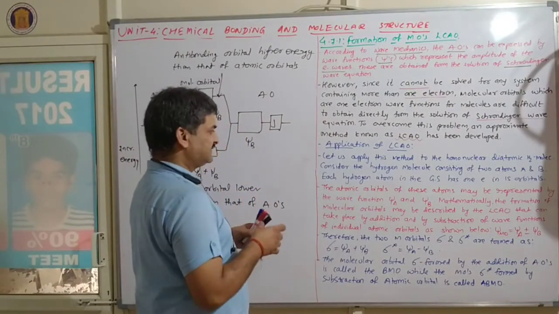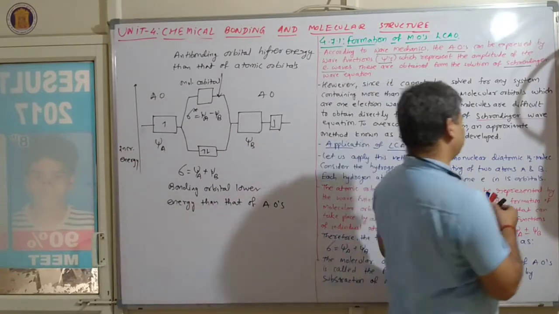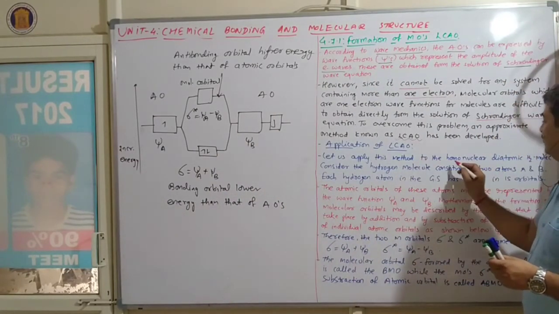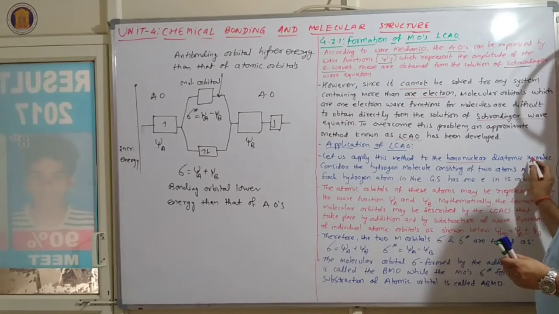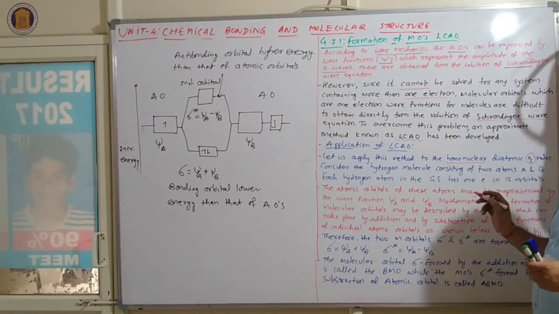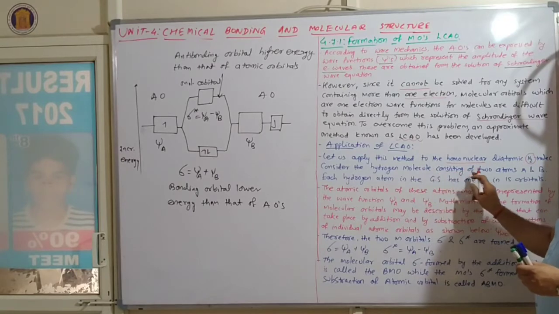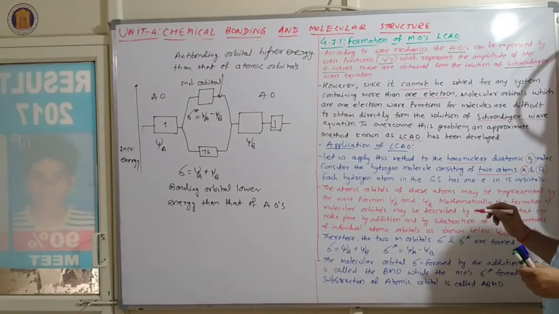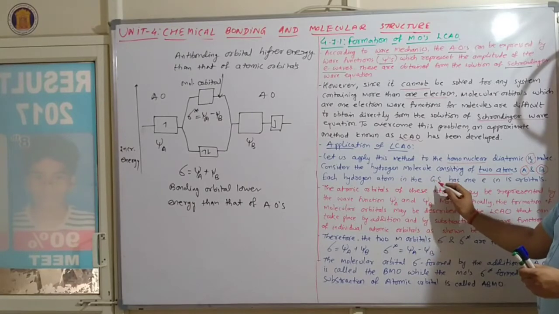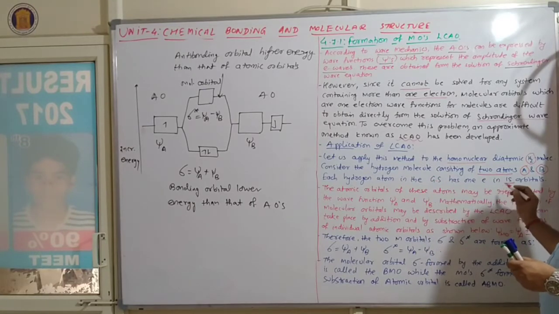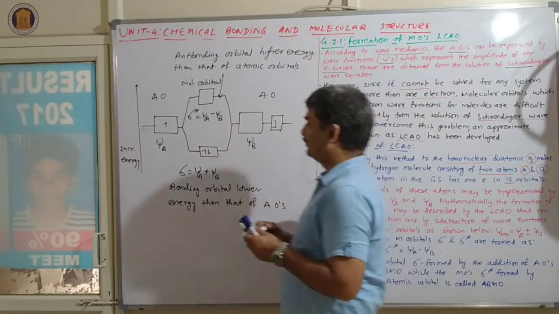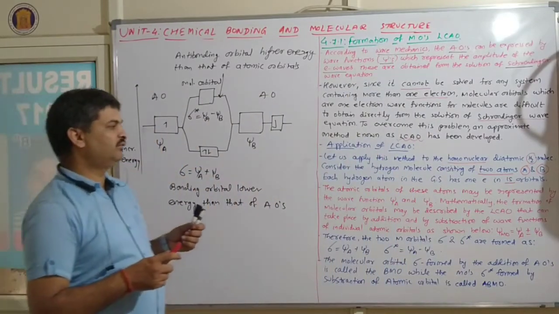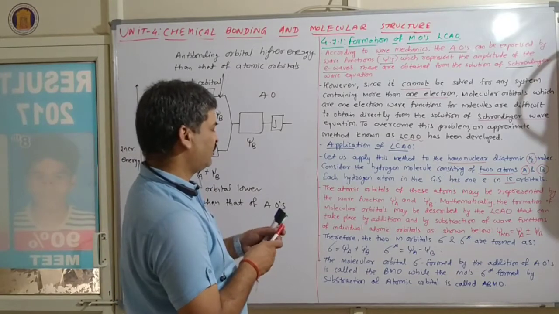So now we will discuss here application of LCAO. So let us apply this method in homonuclear diatomic, it means hydrogen molecule. So consider hydrogen molecule consisting of two atoms A and then after B, and each hydrogen in ground state has one electron in 1s orbital. Clear हुआ? Here each hydrogen atom has one electron in s orbital.